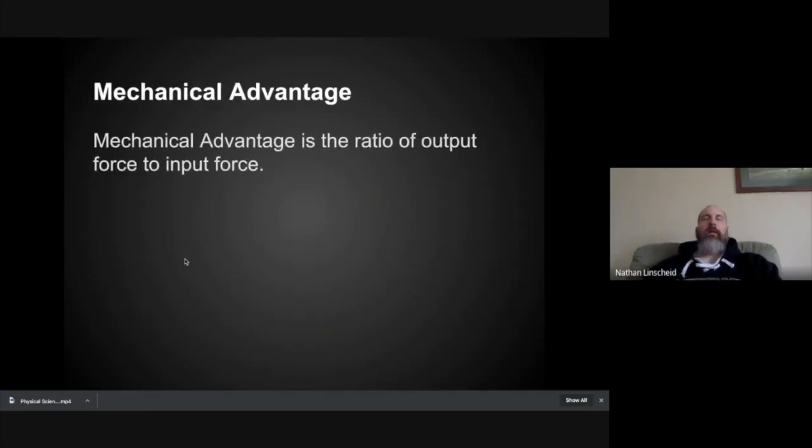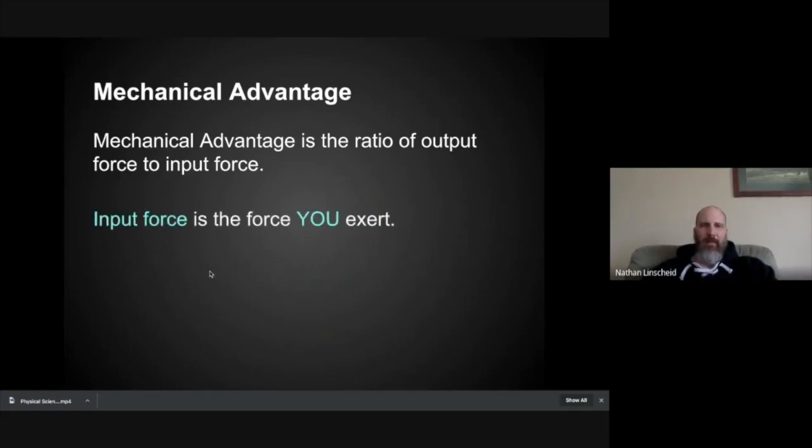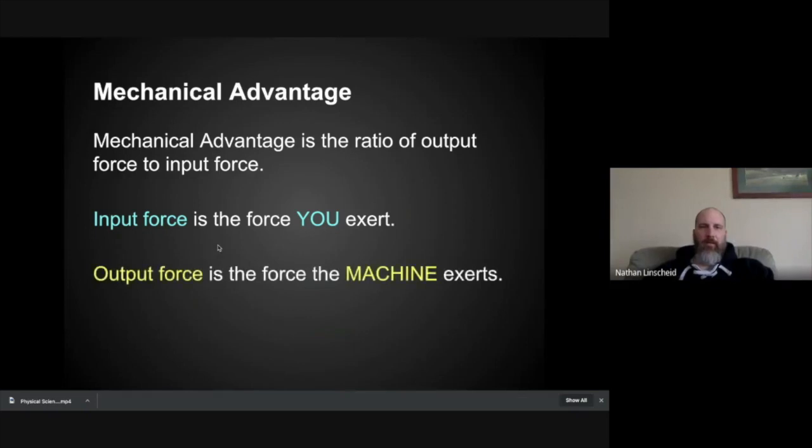All right, so we judge how much a machine helps us by 2 different quantities. The first one is mechanical advantage, and this is the ratio of the output force to the input force. How hard you have to push, that's the input force, compared to how hard the machine pushes. So again, input force is what you exert, output force is what the machine exerts.